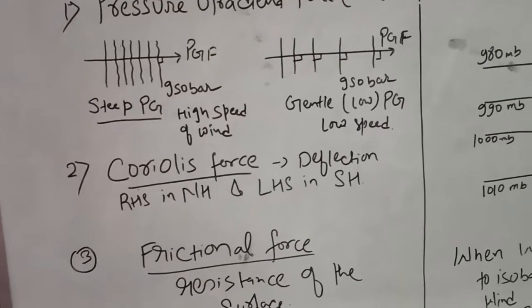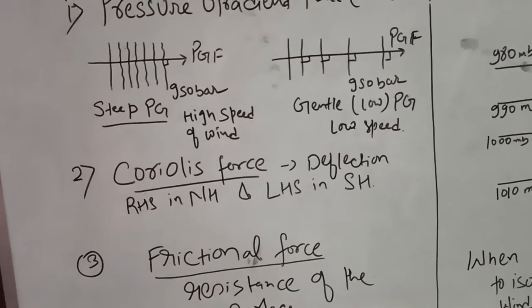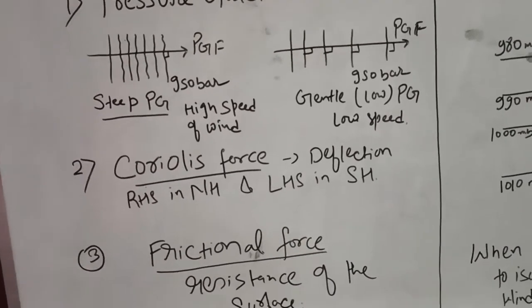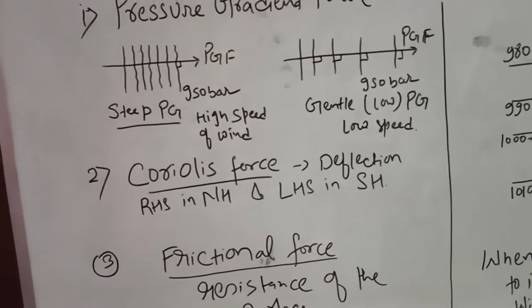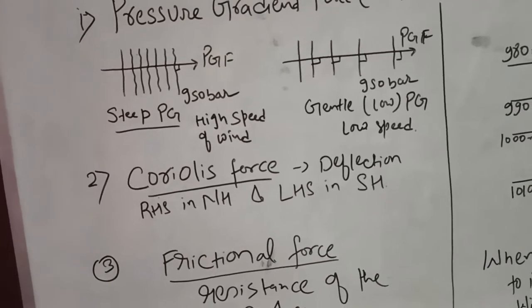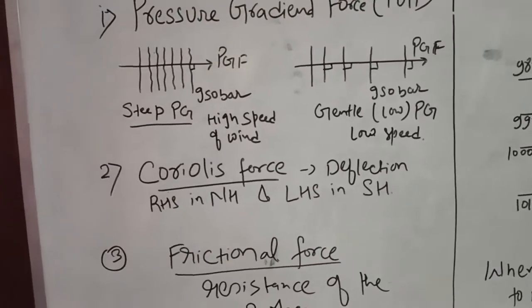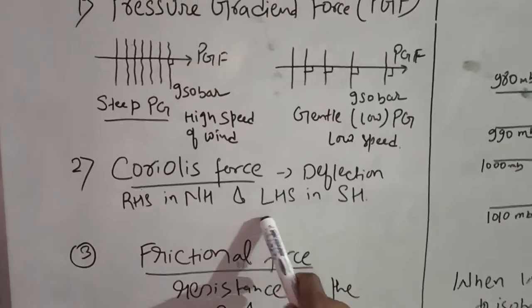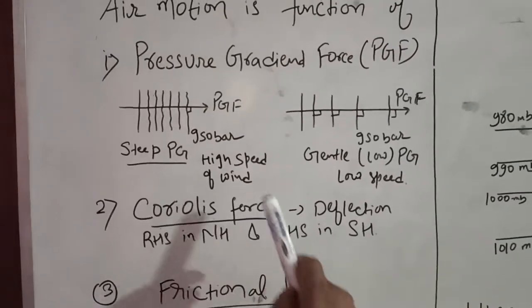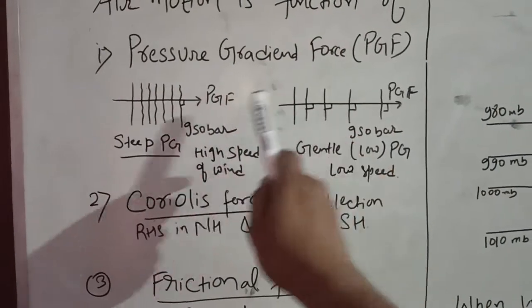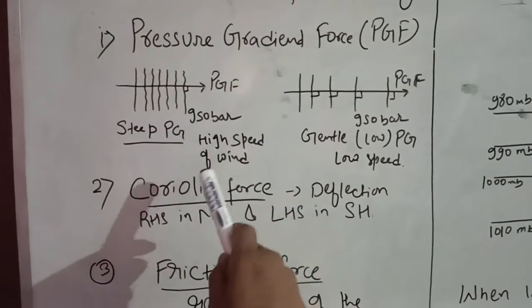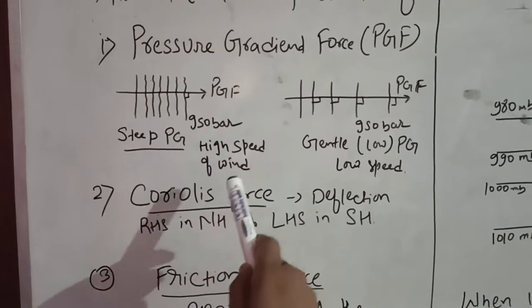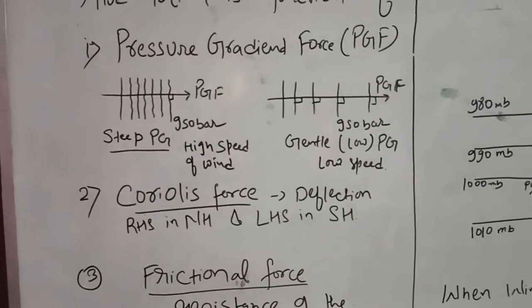So don't get confused. In the exam they can ask you a question that because of the Coriolis force both speed and direction are changing. No, only the direction of the wind is changed. It deflects the wind to the right-hand side in the northern hemisphere and to the left-hand side in the southern hemisphere. So if the pressure gradient is steeper, speed of the wind will be higher, and also the deflection of the wind will be higher.